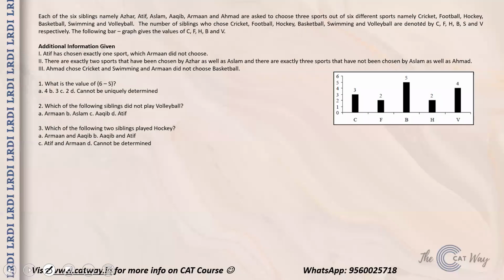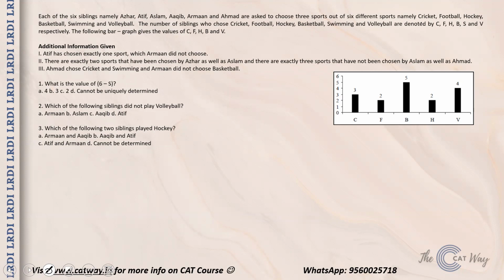Now moving on to the question, what do we have is that each of the six siblings named Azhar, Asif, Aslam, Akib, Arman and Ahmad are asked to choose three sports out of six sports, namely cricket, football, hockey, basketball, swimming and volleyball. The number of siblings who chose cricket, football, hockey, basketball, swimming, and volleyball are denoted by C, F, H, B, S, and V respectively. So cricket for C, football for F, hockey for H, and so on. And the following bar graph gives the value of C, F, H, B, and V.